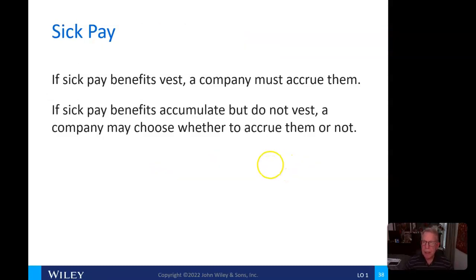Sick pay. If sick pay benefits vest, meaning that the employee is now entitled to it, a company must accrue them. If sick pay benefits accumulate but do not vest, a company may choose whether to accrue them or not.